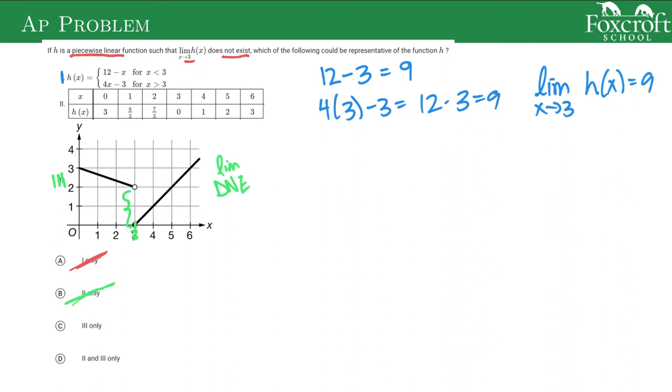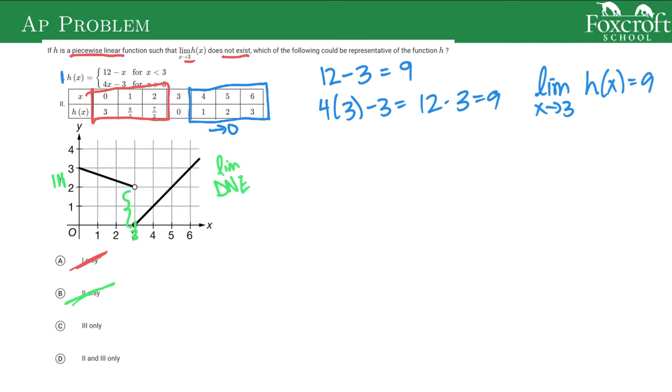So now we just have to decide, what about 2? Well, it's important to remember this one. All right, to the left of 3, we're looking at these values. To the right of 3, we're looking at these values. It doesn't matter what's happening right at 3, because limits are what's happening around it. On the right side, it's pretty obvious, 3, 2, 1, 0. So on the right-hand side, it's going to 0.